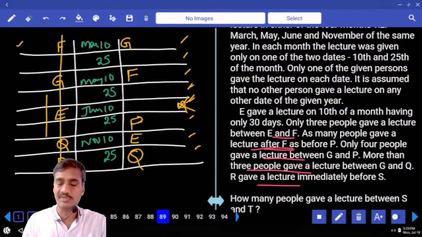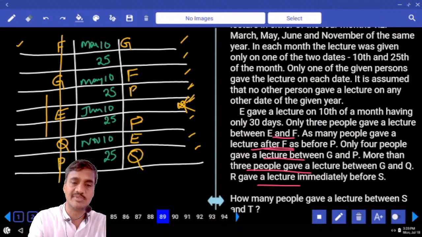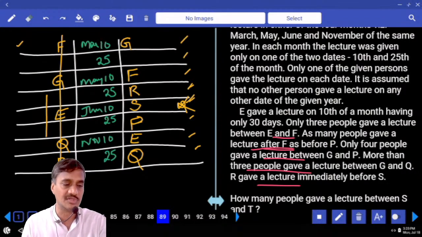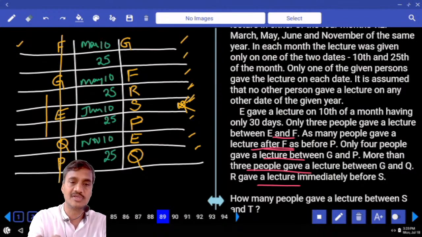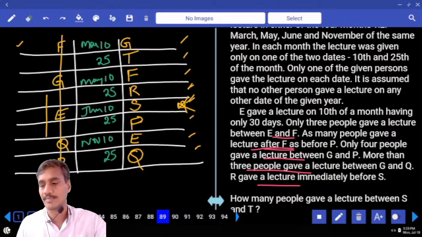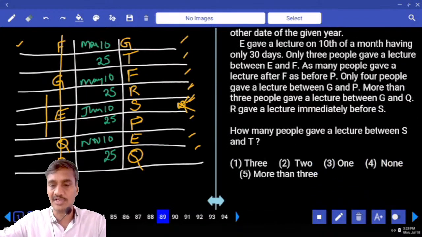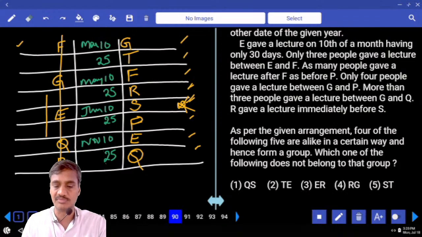R gives a lecture immediately before S. R is immediately before S, R and S must be together. Then tell me who is the person after here? T is the person after. And how many people gave a lecture between S and T? Now in between S and T, there are only 2 people, choice 2 for question number 89.